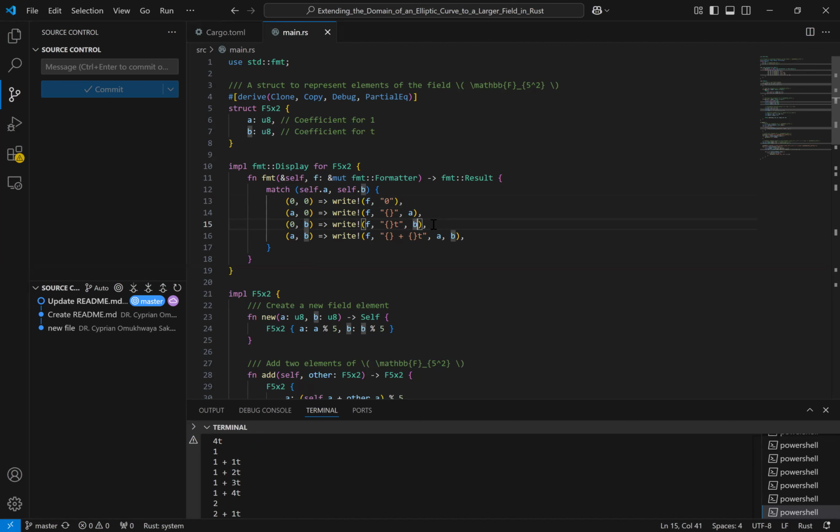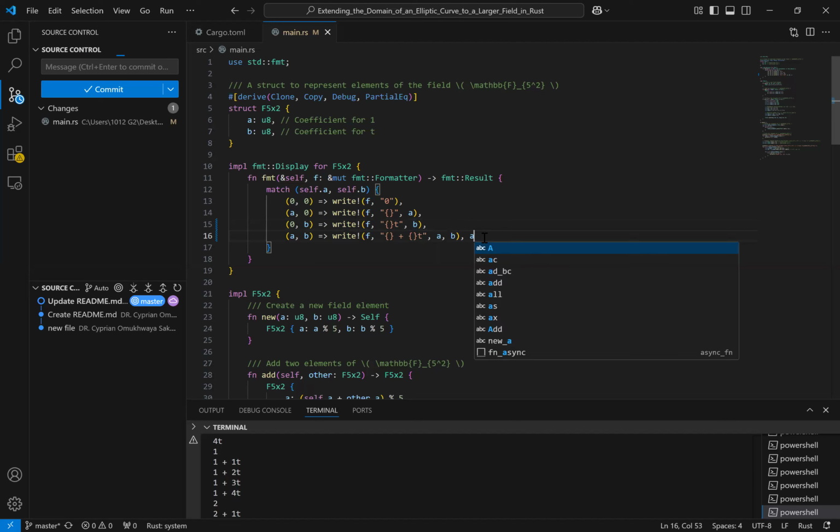And this b must have a t to be displayed. So what will be displayed will be 0 plus bt. But the 0 there is irrelevant. So bt is what will be displayed. What about this one? What is supposed to be displayed will be a plus bt plus bt, that is, a plus bt. That is what will be displayed.